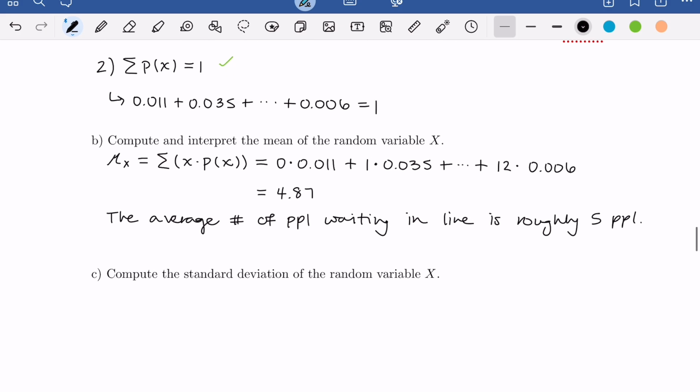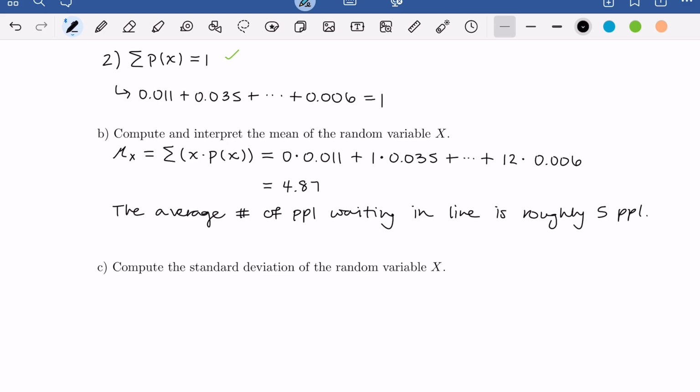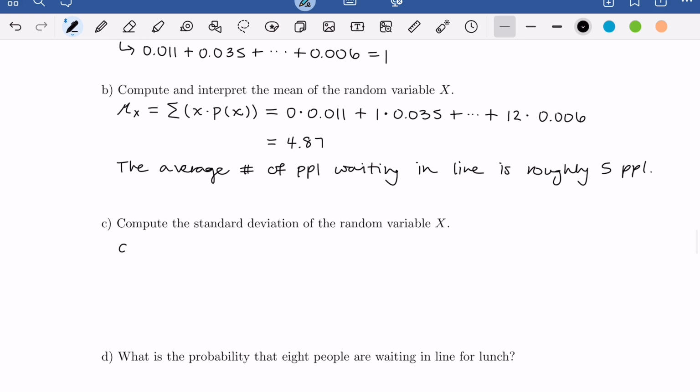Just rounding up there. And then for part C, we want to compute our standard deviation. So we have a formula for this as well. We're going to have this representing our standard deviation, and it's going to be given by, we're going to take the sum of, we have our brackets here. We're going to have our value, and then we're going to subtract out our mean, and we're going to square that for each value of our random variable. Then we're going to multiply this by the corresponding probability. So we're going to take the sum of all of these, and whatever value that is, we're going to square root it.